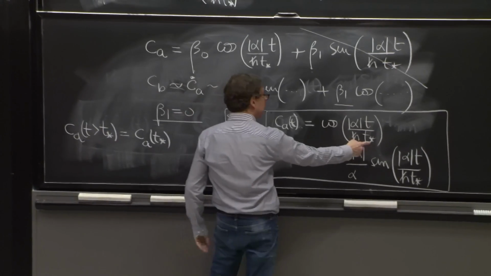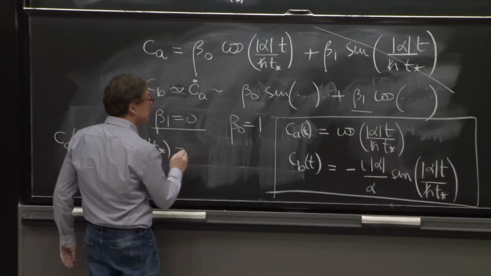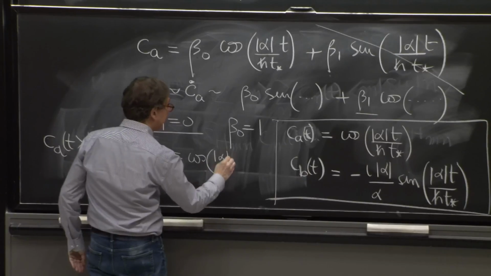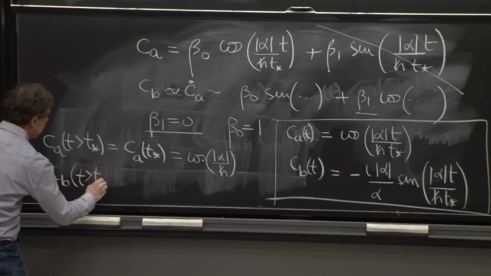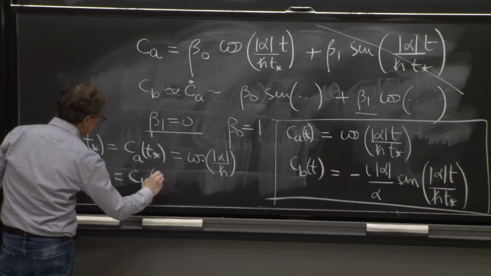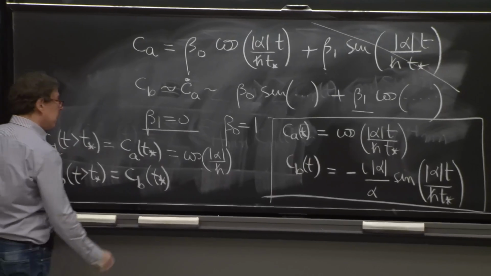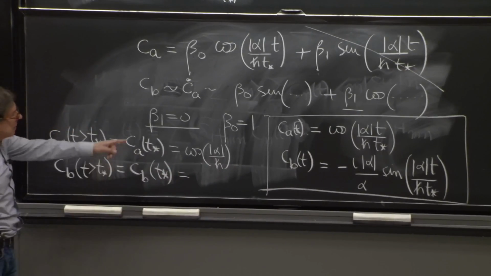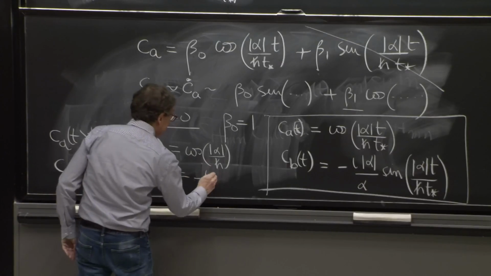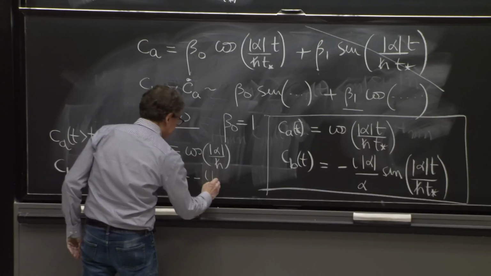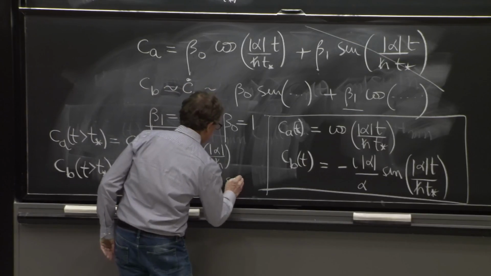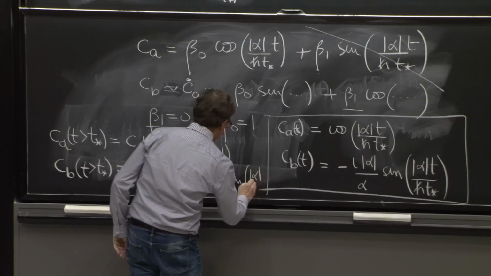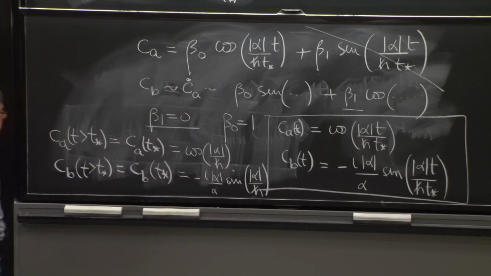And CA at t star, happily, is a number that doesn't depend on t star: cosine of the length of alpha over h bar. And CB at t greater than t star is CB at t star. It doesn't change anymore after the delta function has turned off. And CB at t star is minus i alpha over the length of alpha, times sine of the length of alpha over h bar. And this is really what you wanted.